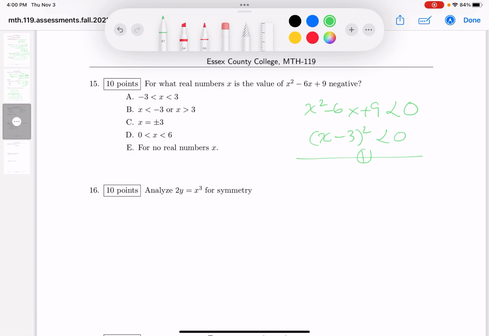Number line goes down, the number 3 goes on it. And the fact of the matter is, no matter what numbers you choose there, it's always positive, and at 3 it's 0. So there are no real numbers. So E is the correct answer over there.